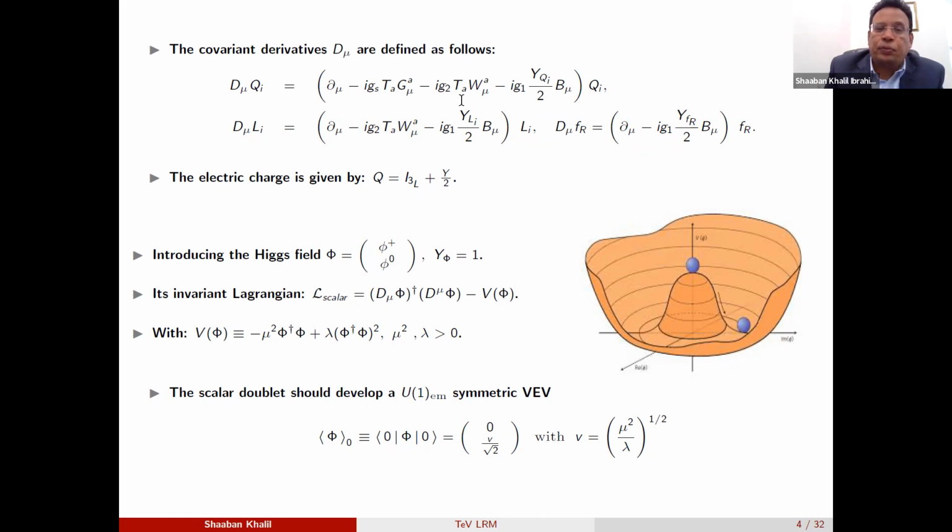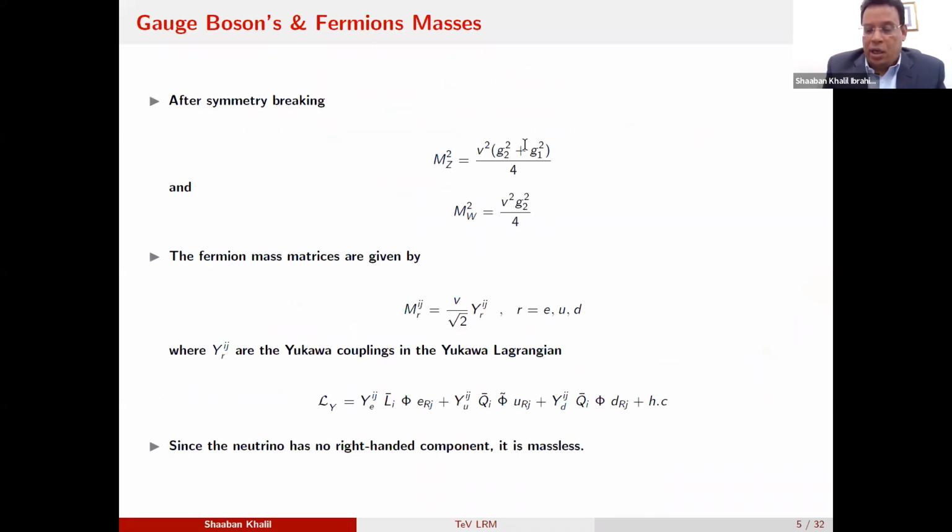But the left-handed lepton, for example, is not charged under the strong interaction, under SU(3). So the covariant derivative will be just the normal derivative plus the SU(2) contribution, which is W_mu^A times the generator T^A or tau^A. And of course, it is charged under U(1) hypercharge. So we have this kind of interaction, or the covariant derivative, of the left-handed leptons.